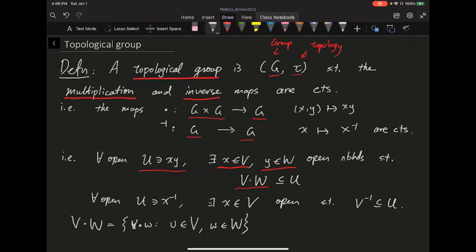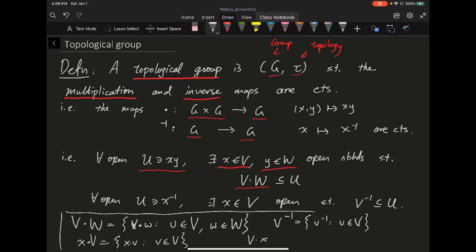All right, and I should probably also say that by convention, V inverse is the set of v inverse where v is in V, okay? So that's what we're going to use, and sometimes you may see x dot V, that's just the left translation of V, so x times v where v is in V, and then you do the same for the right translation, okay? So that's our notation. All right, so the multiplication map being continuous is equivalent to this condition, and similarly for the inverse map.